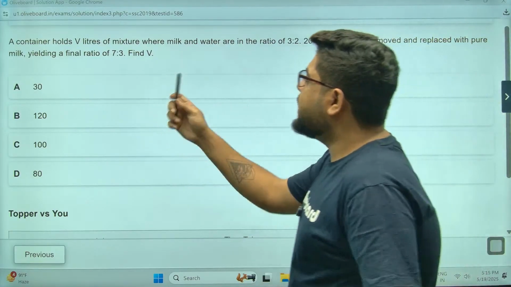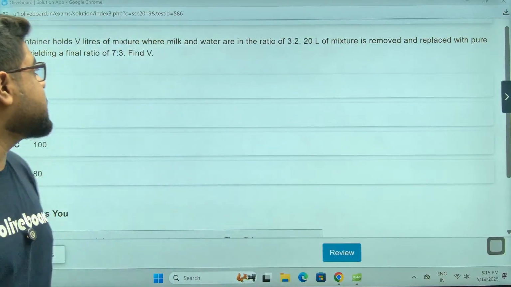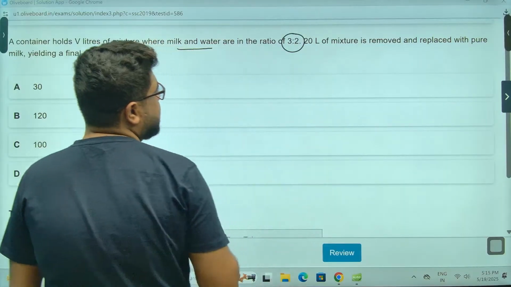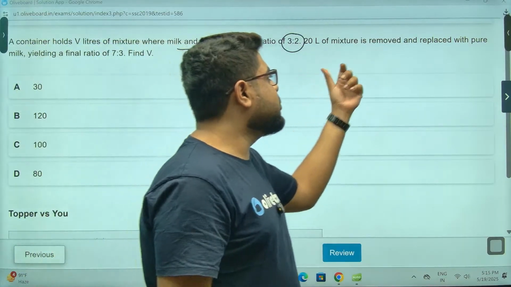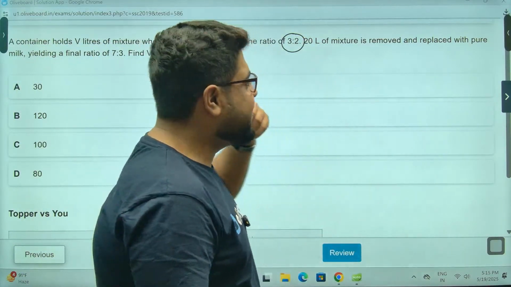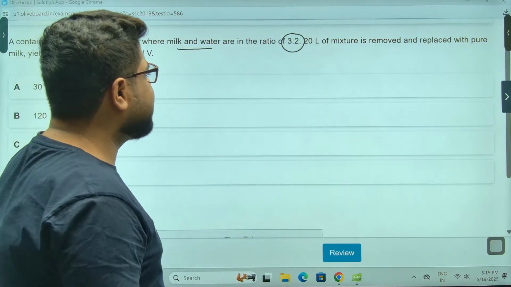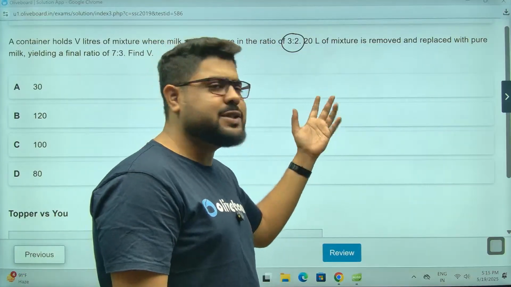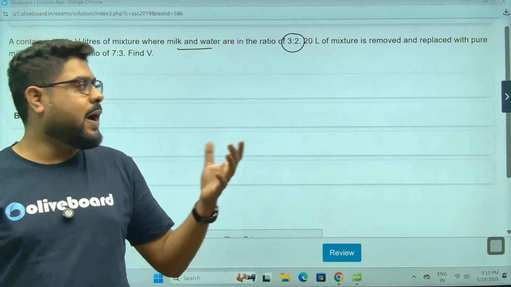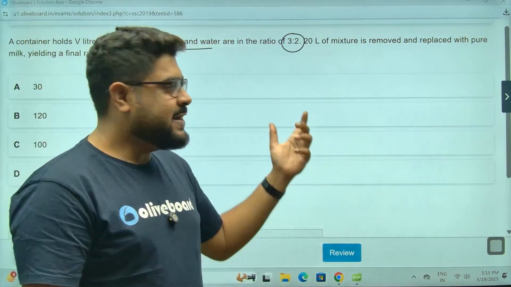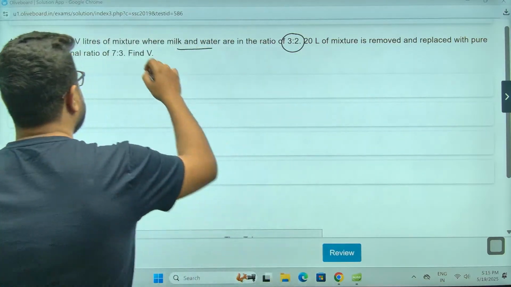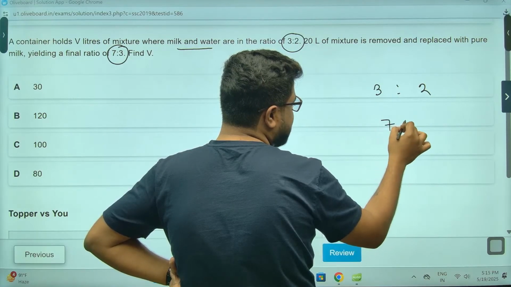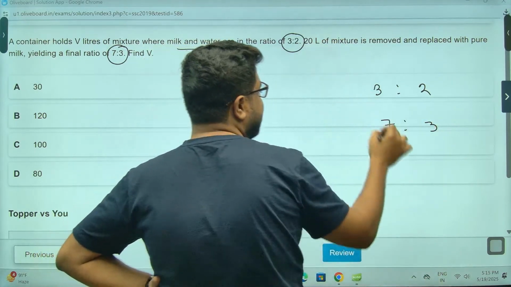Now, a container holds V liters of mixture where milk and water are in the ratio this. 20 liters of mixture is removed and replaced. So replacement concept. For replacement concepts, you can go with the cross multiplication method. But many students do not understand why we are doing that cross multiplication. 3 ratio 2, then it became 7 ratio 3. So 3 ratio 2 becomes 7 ratio 3, and said this is 20.